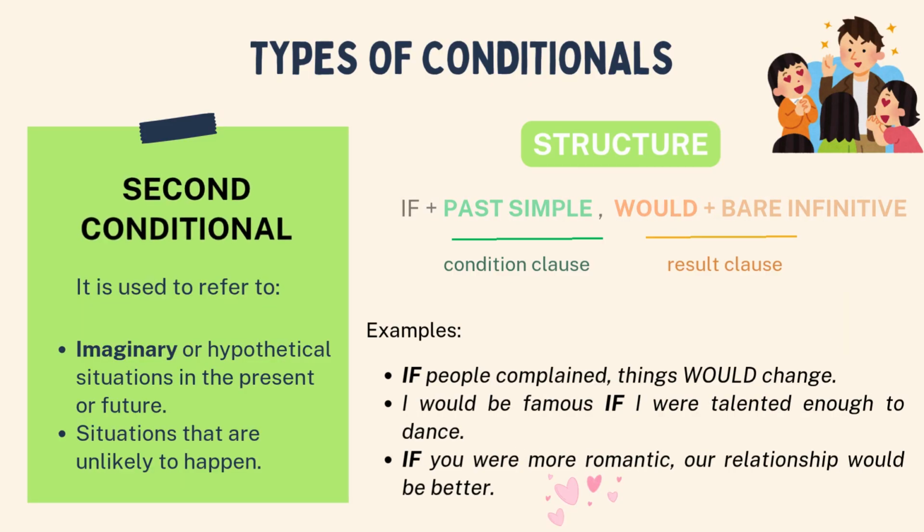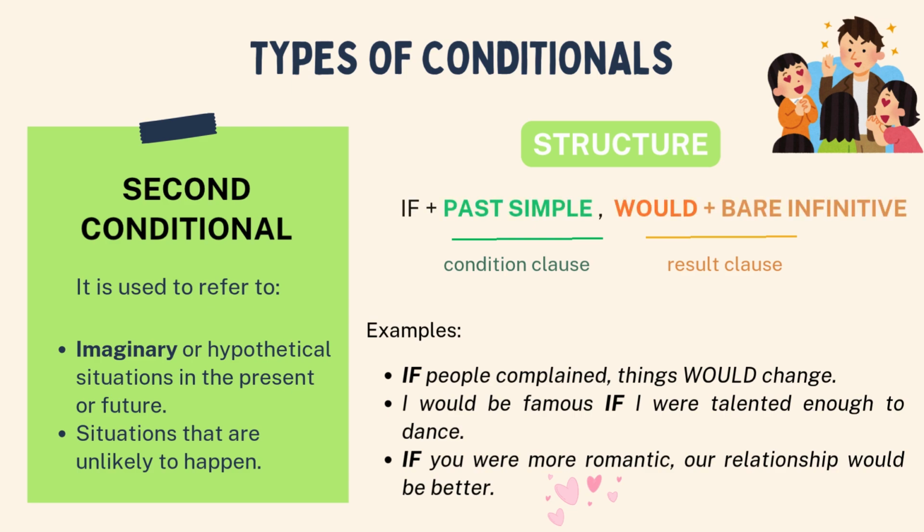So far we have seen that the zero conditional is used to talk about facts. The first conditional is used to talk about possibilities in the future. But what about the second conditional? The second conditional is used to refer to imaginary situations in the present or future. When we use it, it is because the results are very unlikely to happen because we are imagining it. So, as the usage is different, we have to change the structure to express this new idea. Let's take a look at it.